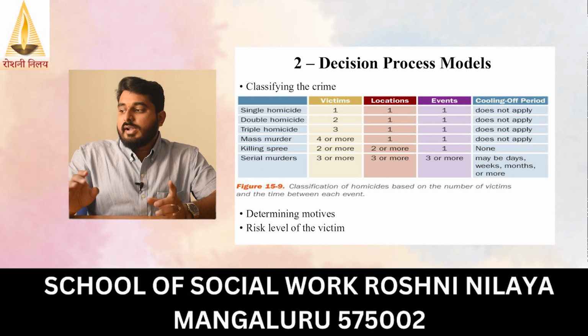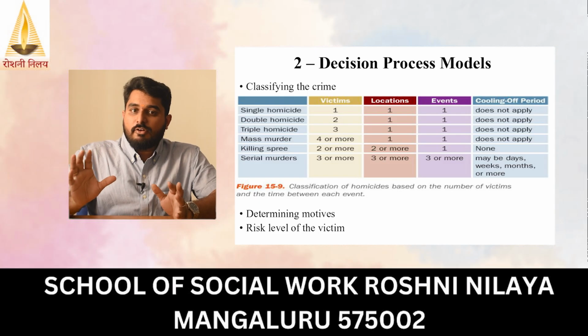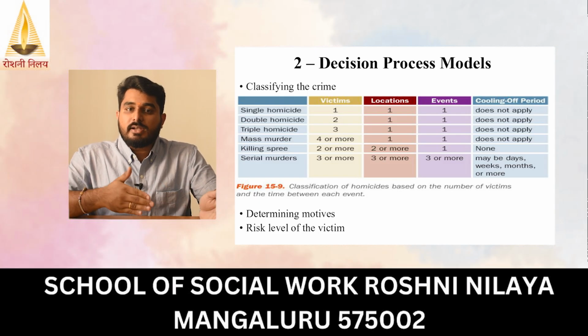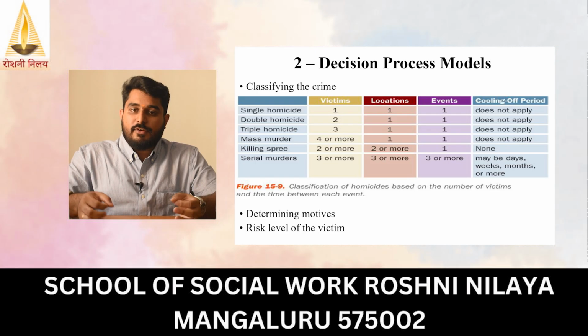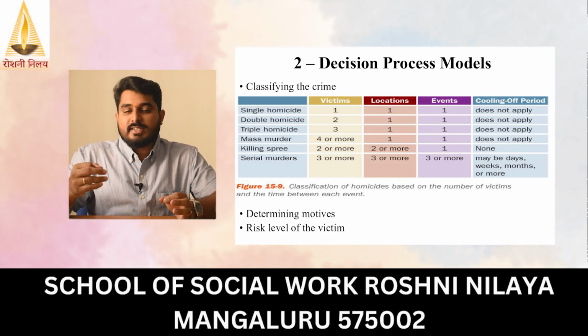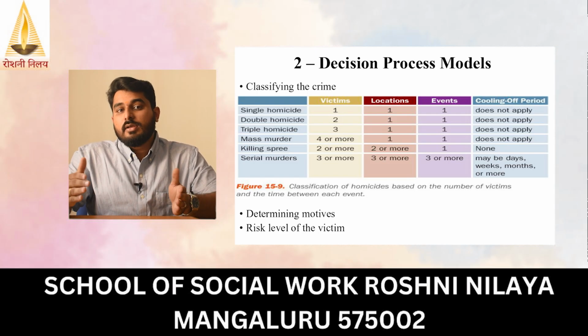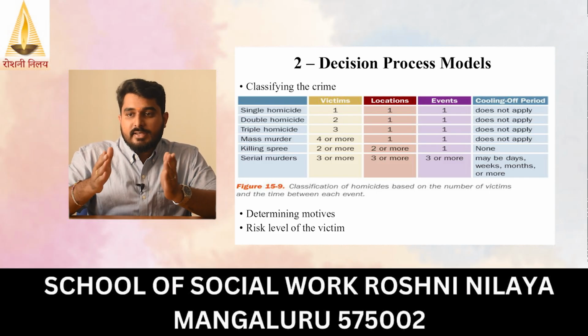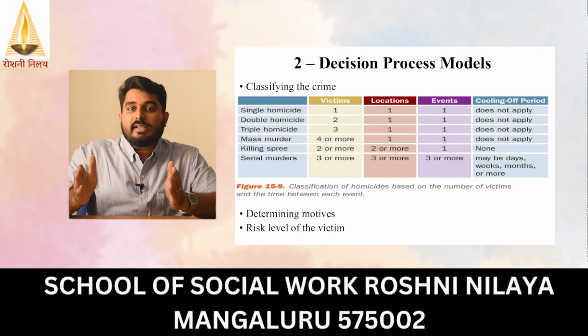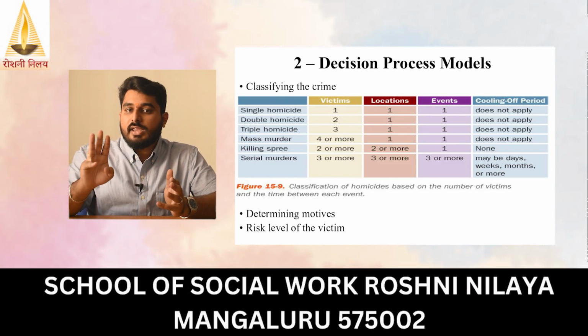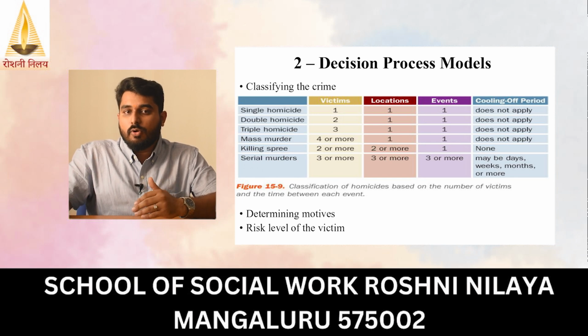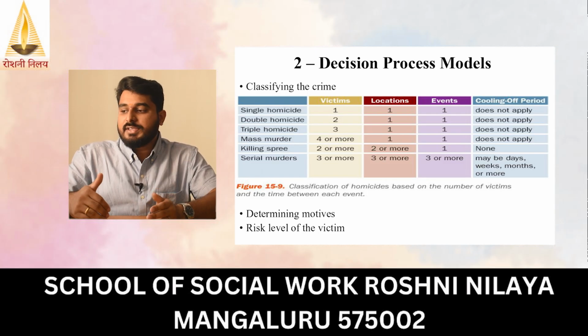locations are 3 or more, events are 3 or more, and here the main point that comes is the cooling off period. Cooling off period means the time gap between one killing and the other killing. We can say that the first killing happened in the month of December, then the second killing will happen after days, weeks, months or years. To say that it is serial murder, at least 3 bodies, 3 events and 3 locations or more should be there, with the cooling off period. Then only we can say that it is a serial murder.